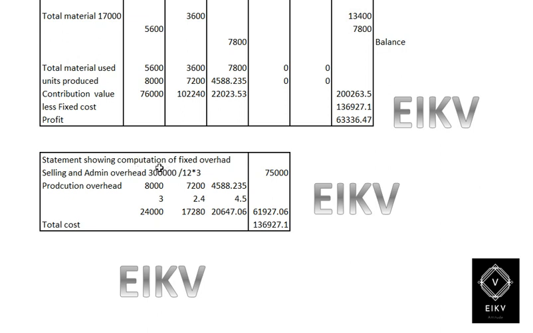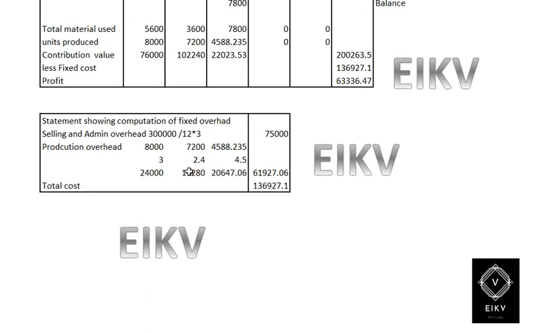So, statement showing computation of fixed overhead. Fixed cost shall be computed as per this statement. We have the selling and administration cost of 3 lakh, which is on an annual basis, so we need to convert it into a quarterly basis. That is 3 lakh divided by 12, which gives you the per month fixed cost, multiplied by 3 will give you 75,000, which is the fixed cost per quarter.